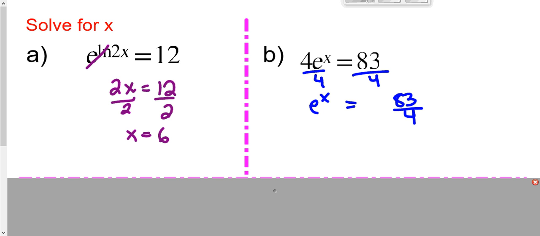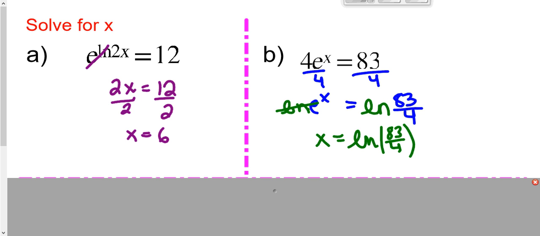Now, remember, what undoes an e, we need to get rid of this e because the x is up in the exponent. What undoes that is ln. So we're going to take the ln of both sides. So this would cancel and we get x. x is just the ln of 83 over 4.